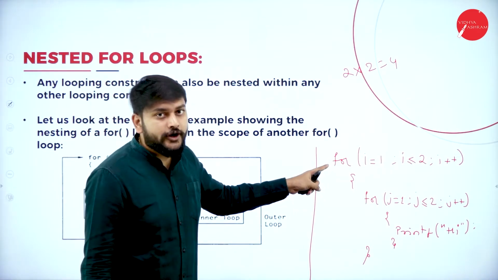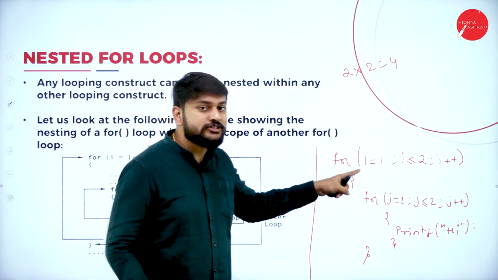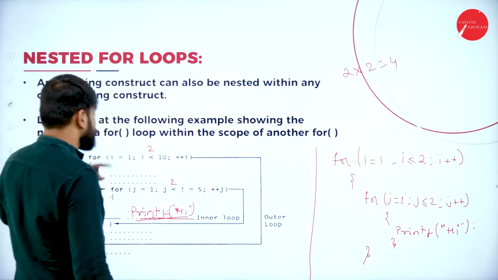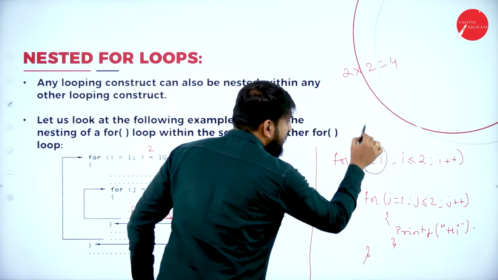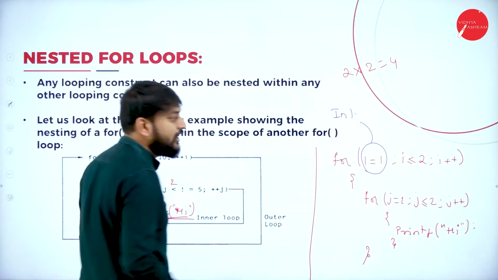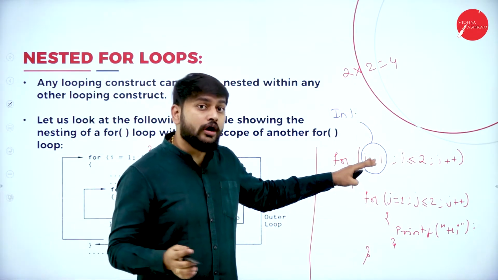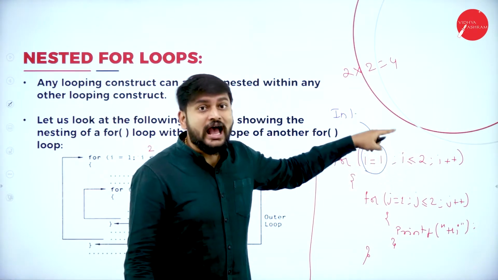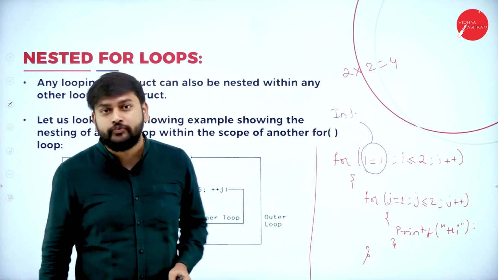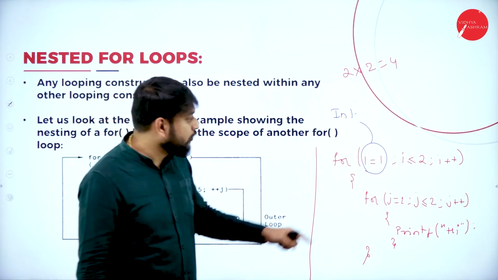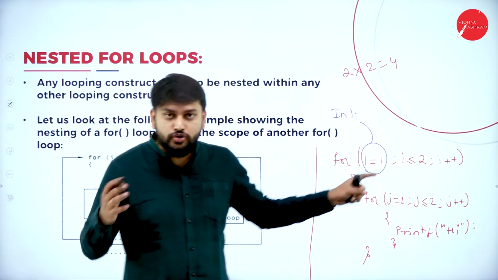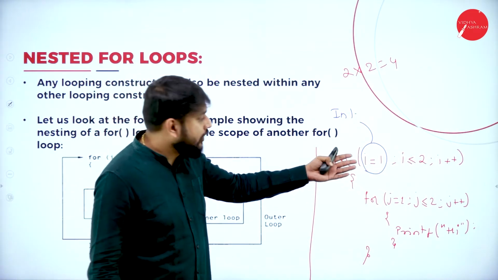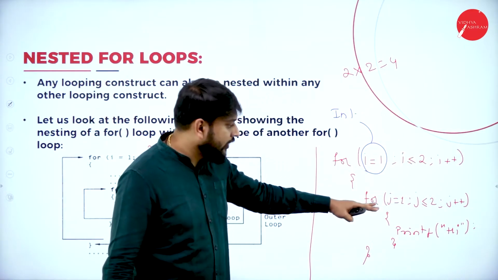I have the for loop here with i equal to 1. What is this? You all know that. This is the initialization. Let me change the color so that I can annotate. Your i value is 1 right now. What is the condition you have? The condition is i should be less than or equal to 2. Is it true? Yes, the condition is true, so it will go inside.